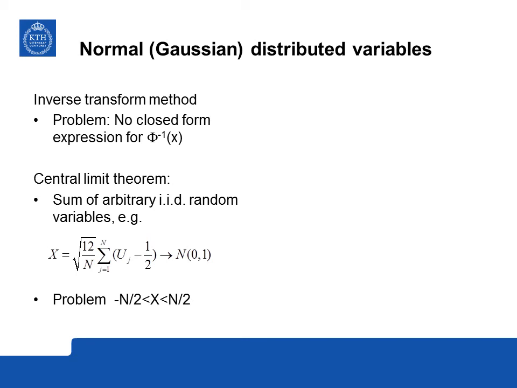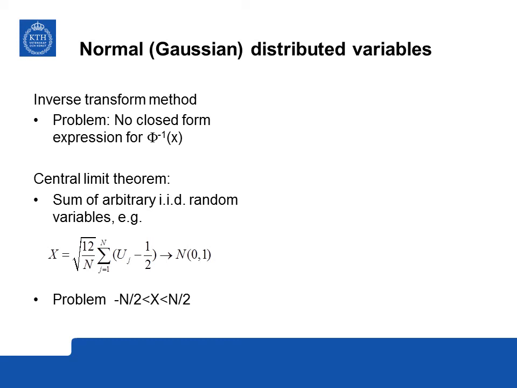The other one is, of course, the central limit theorem. We know that the sum of arbitrary identically distributed random variables asymptotically converges to a normal or Gaussian distribution. So for instance, if we sum up n uniform random variables, this will approach a normal or Gaussian distribution.